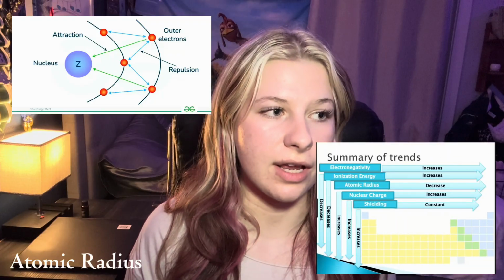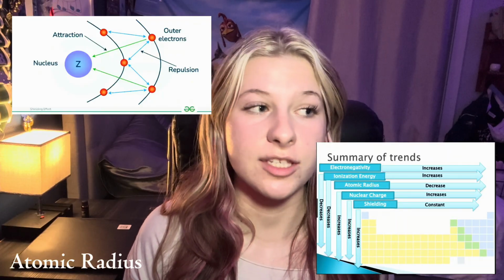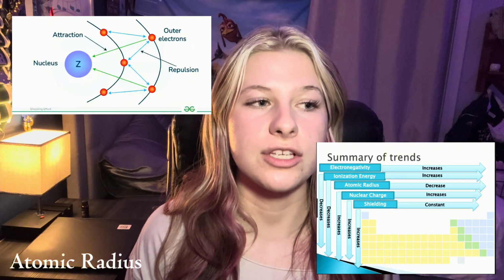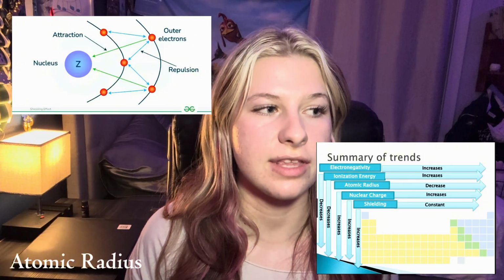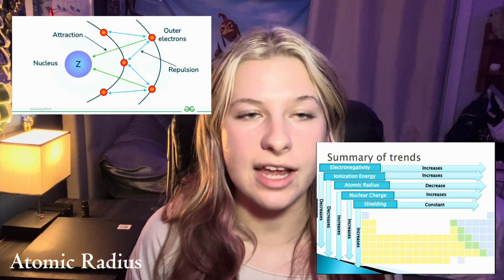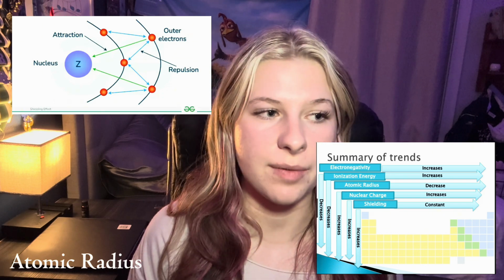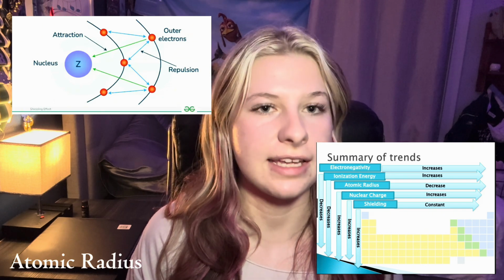But across a period, from left to right, atoms actually get smaller. That's because more protons are added to the nucleus, creating a stronger positive pull that pulls the electrons in tighter, shrinking the atom size. So the biggest atoms are down at the left, like francium, and the smallest are up at the right, like helium.